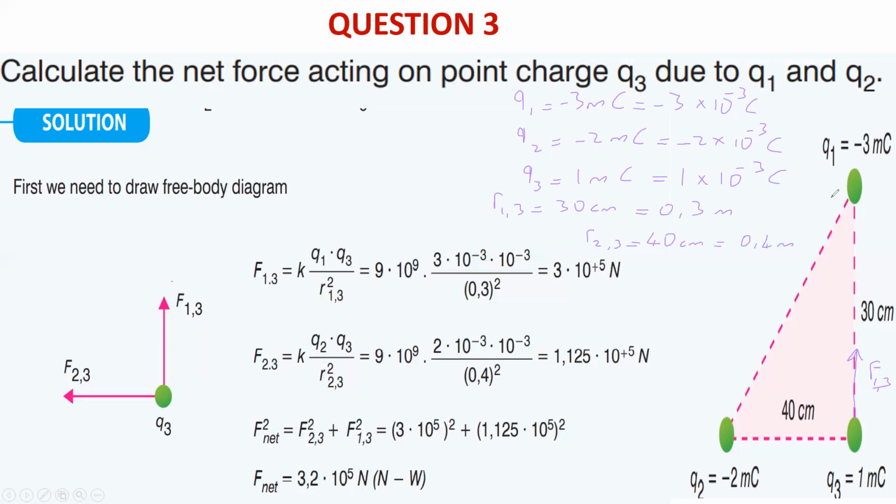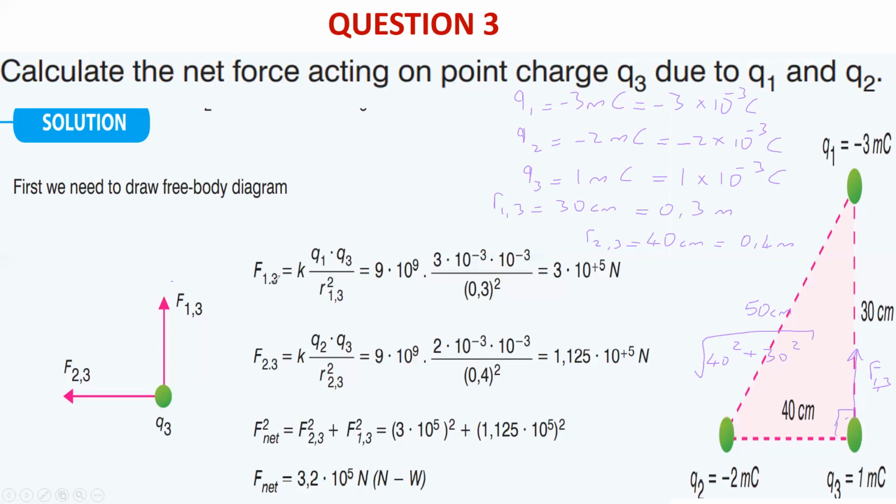Sometimes they can ask you on Q1, so you have to calculate this one also. Same formula, 30 square plus 40 square and square root, you'll get 50 centimeters here, 0.5 meters. But for now, we don't need it. All right. If they ask you, this is 50 centimeters. How are we getting it? 40 square plus 30 square and then square root, from the triangle formula. You know already that. All right.